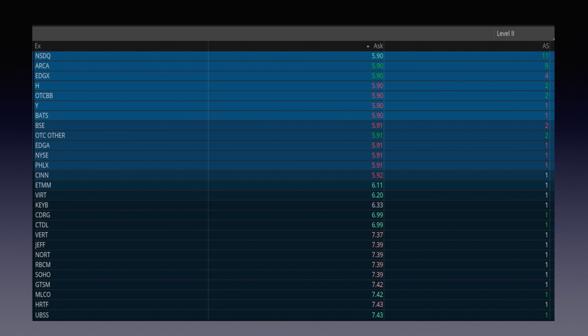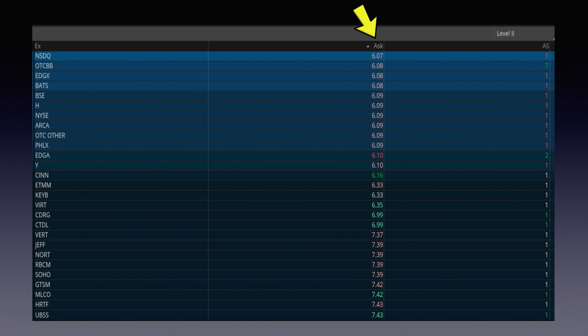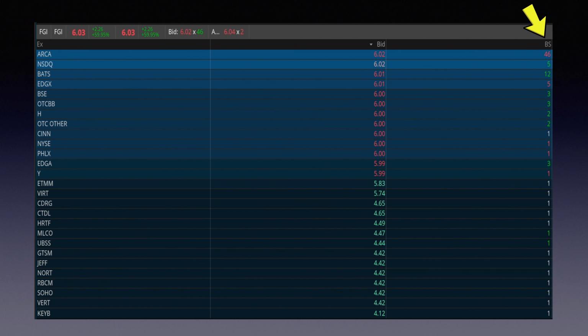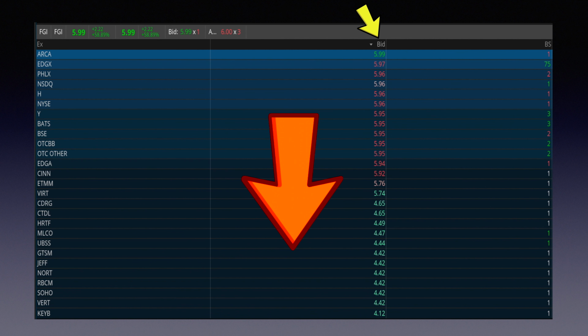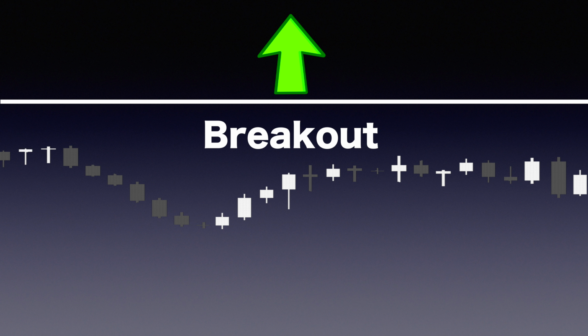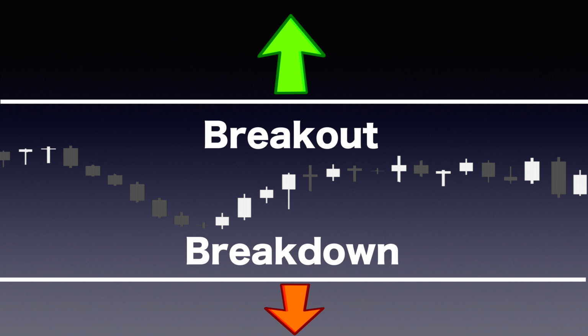But the level 2 is something traders constantly watch out for to see if a large number of shares at a certain ask price is decreasing. This means buyers are buying up that ask price and therefore a potential bullish move may be forming. Vice versa, if a large number of shares at a certain bid price is decreasing, this means sellers are selling out that bid price and therefore a potential bearish move may be forming. These signs lead to breakouts or breakdowns from a support or resistance level, which we'll talk about in a second.